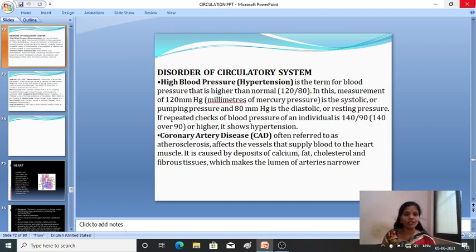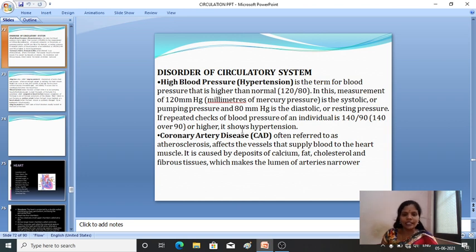Just have a glance once. One is high blood pressure or hypertension. If blood pressure extends above the normal, we call it high blood pressure. We also saw low BP, which you already know. If it is lesser than the normal blood pressure, that is lesser than 120 by 80 mmHg, then we call it low BP. If it is more, then high BP. If it is less, then low BP.